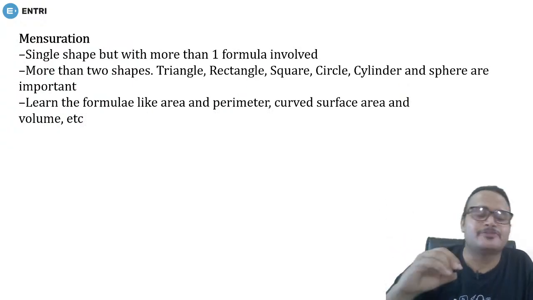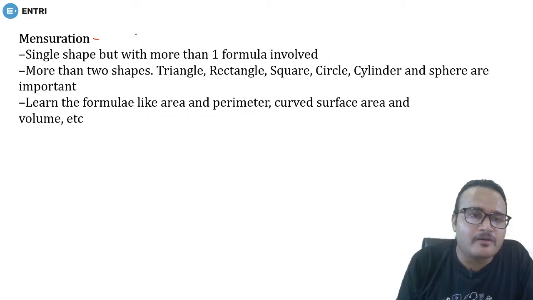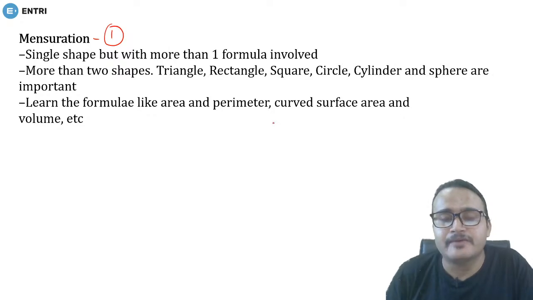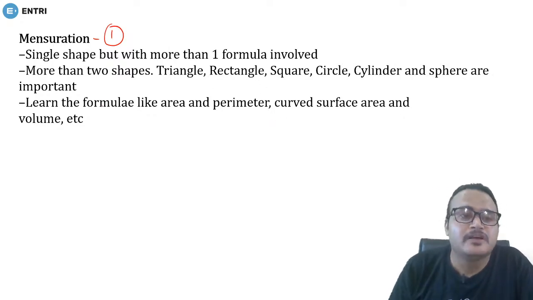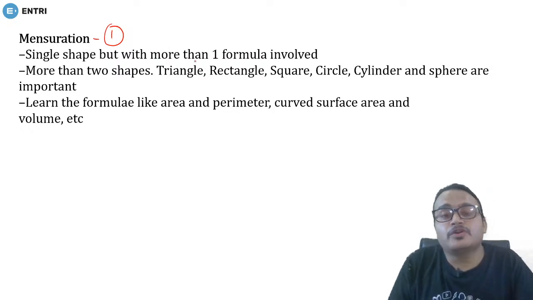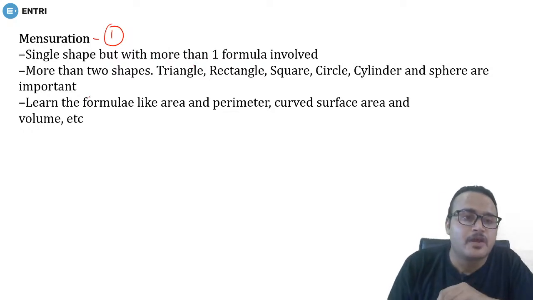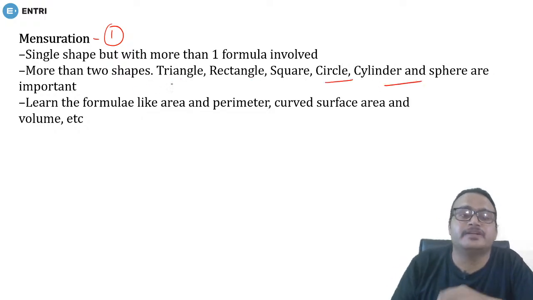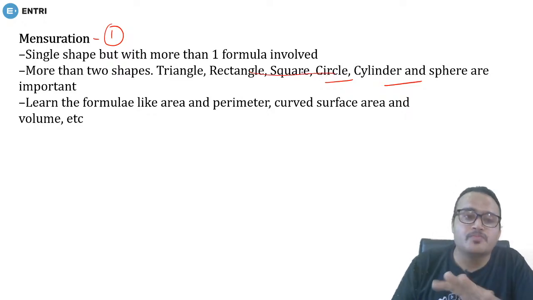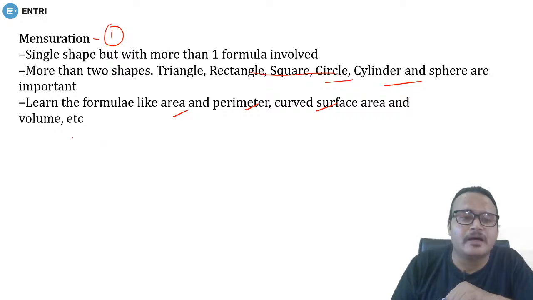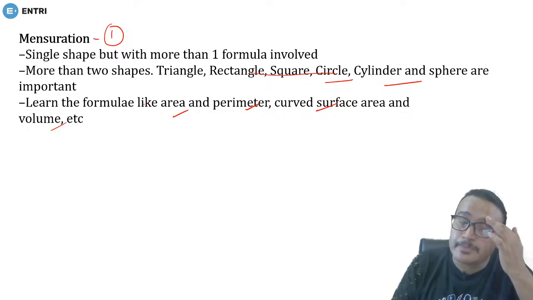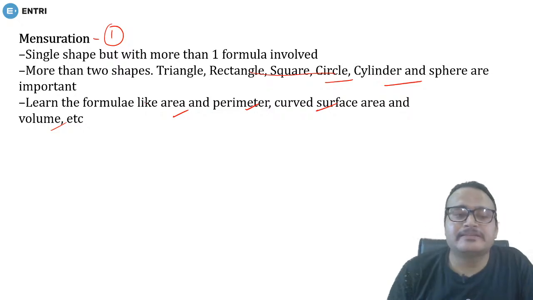So guys, this is the mensuration topic. From mensuration, at least one question is always there in the examination, whether it's a clerical level examination or your BO level examination. Questions on a single shape with more than one formula involved, or more than two shapes like triangle, rectangle, square, circle, cylinder and sphere, will be there. These shapes are very important, and formulas like area, perimeter, curved surface area, volume, circumference and diameter are very important. These are the topics and subtopics from which questions are asked in mensuration.